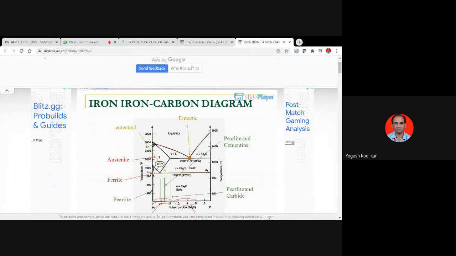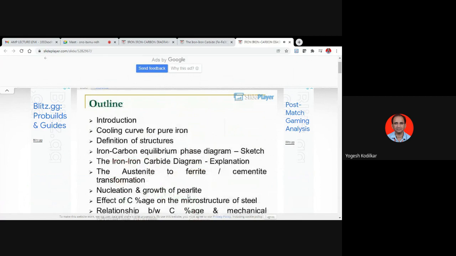Eutectic. Eutectoid. Pearlite and cementite. Austenite. Ferrite. Pearlite. Steel. Cast iron. Outline: introduction, cooling curve for pure iron, definition of structures, iron carbon equilibrium phase diagram, the iron carbide diagram explanation.